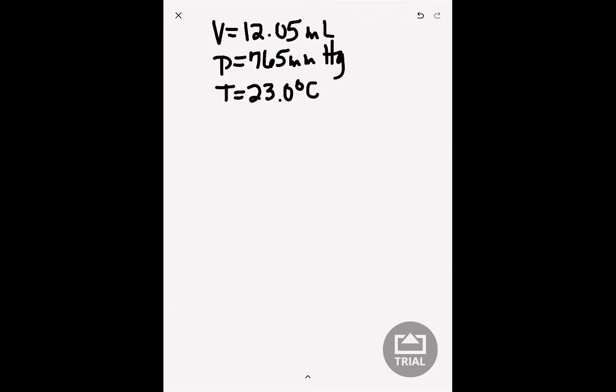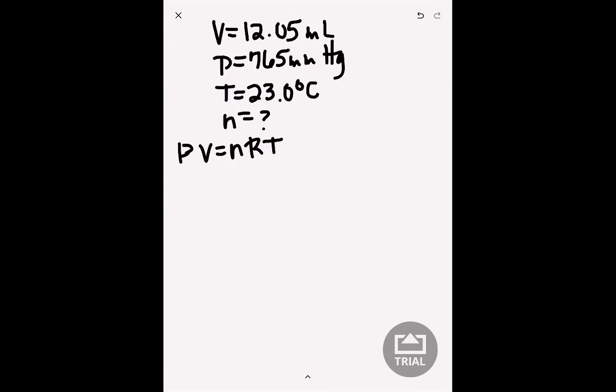So in order to figure out the number of atoms, we're going to have to do the number of moles first. So we're going to be looking for n, which is the number of moles. And so guess what we're going to have to do? PV equals nRT. Okay?